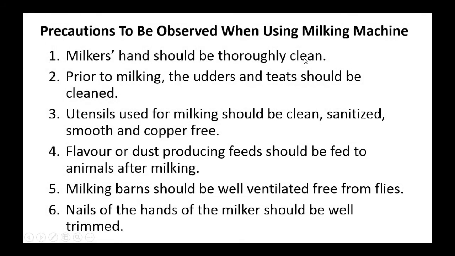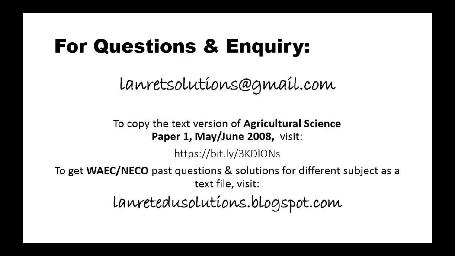Precautions to be observed when using a milking machine. Milker's hands should be thoroughly clean. Prior to milking, the udder and the teats should be cleaned. Utensils used for milking should be clean, sanitized, smooth and copper free. Flavor or dust producing feed should be fed to animals after milking. Milking barns should be well ventilated and free from flies. Your nails should be well trimmed as a milker.